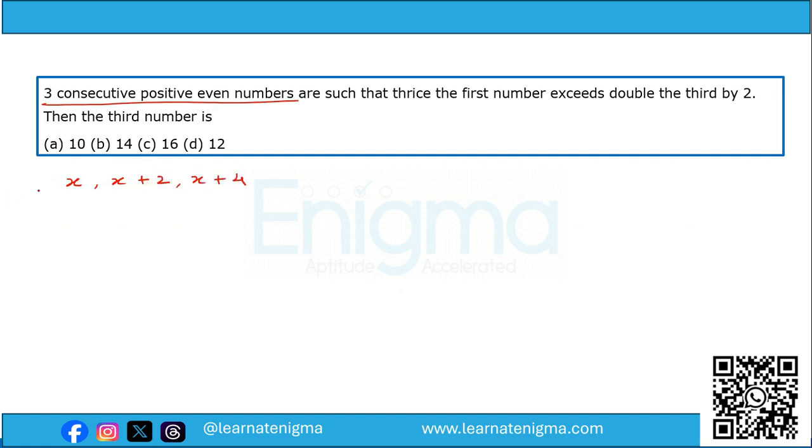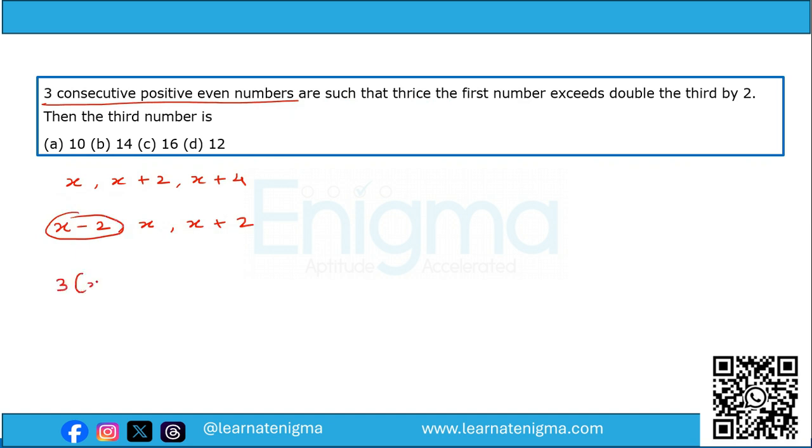Now, this is the traditional way of approaching and assuming. But the faster way will be x minus 2, x, and x plus 2. This is the better way of assumption. Now, the numbers are such that thrice the first number. Now, the first number is x minus 2.